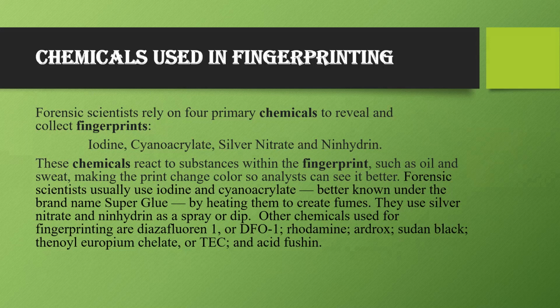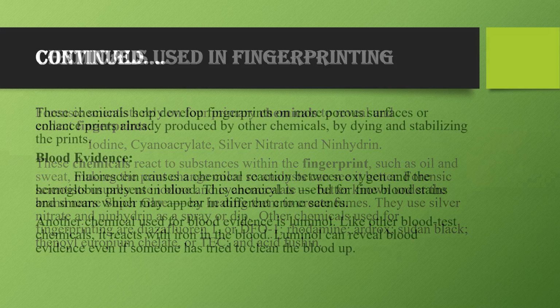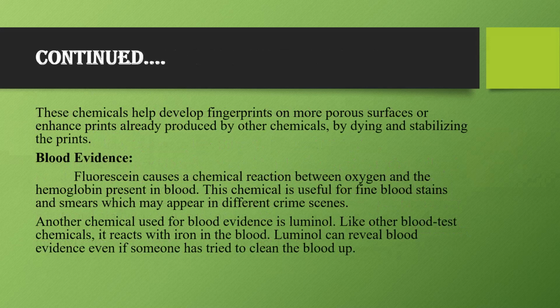Other chemicals used for fingerprinting are diazafluorenone, or DFO, rhodamine, sodium, phenol, europium, and acid fuchsin. Next, these chemicals help develop fingerprints on more porous surfaces or enhance prints already produced by other chemicals by dyeing and stabilizing the prints. Other ways are blood evidence.